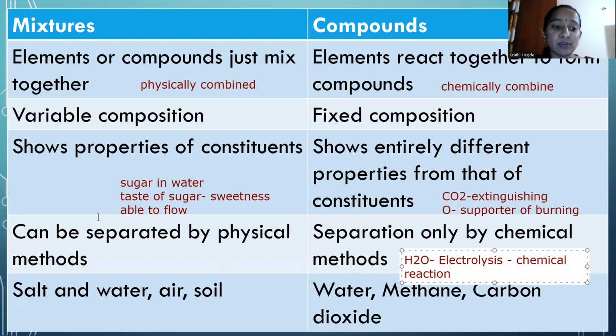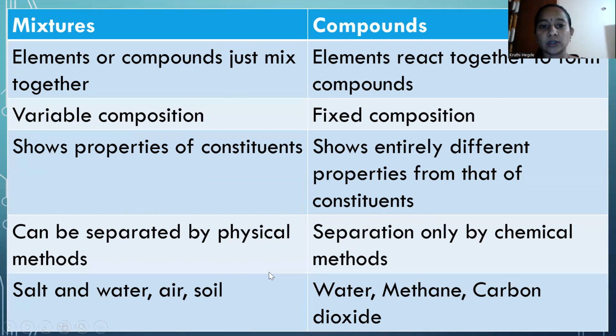Examples of mixtures: salt and water, air is a mixture, soil is a mixture, sugar in water is a mixture. All these are mixtures. We have discussed a lot of examples of mixtures in the previous videos. Coming to compound examples: water H2O, methane CH4, carbon dioxide CO2. Got it, children? So these are the differences between mixtures and compounds.